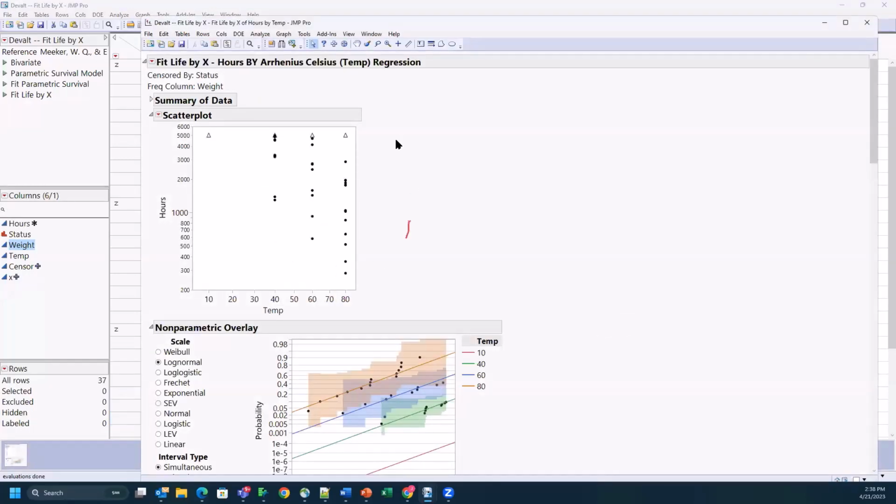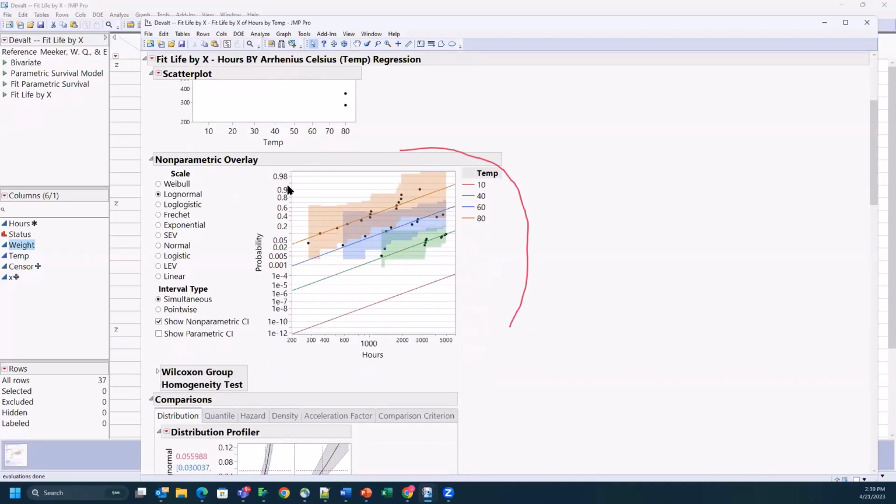Here again is our raw data. The first thing JMP always gives you is raw data: temperature along the x-axis versus the hours to failure with the log axis going up the y-axis. At 10 degrees, we didn't have any failures, marked with the little open triangle. At 40 degrees, we had several failures, but some made it up to 5,000 hours. At 60 degrees, they failed even earlier, but some made it to 5K. And at 80, even earlier.